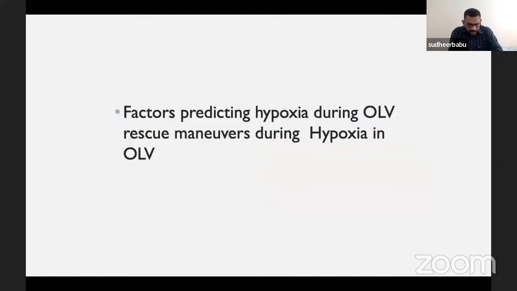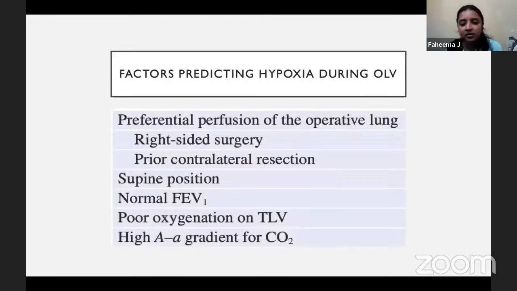So what are the factors predicting hypoxia during one lung ventilation, and how will you manage the hypoxia? The factors predictive of hypoxia are higher perfusion of the operative lung, which is found by VQ scanning, right-sided lung surgeries, supine positioning during surgery, and normal PFT in the preoperative period. People are prone to desaturate. Why? Patient is having normal FEV1, why should they desaturate?